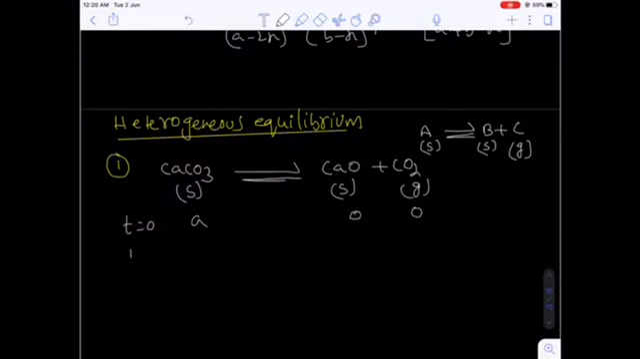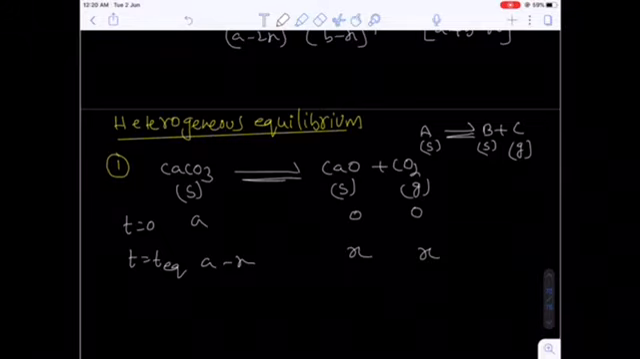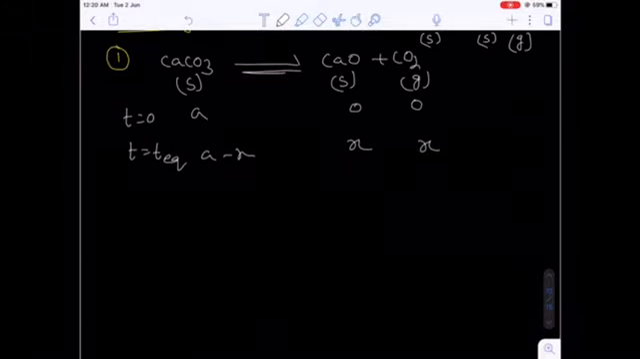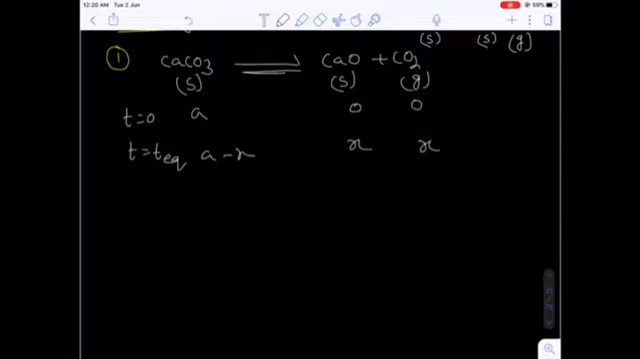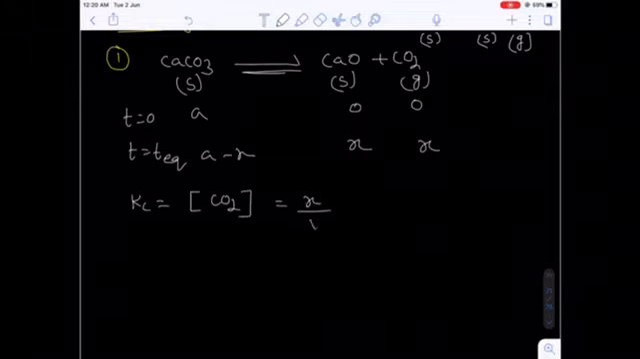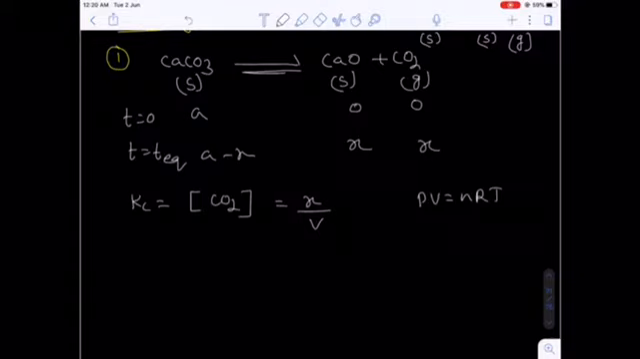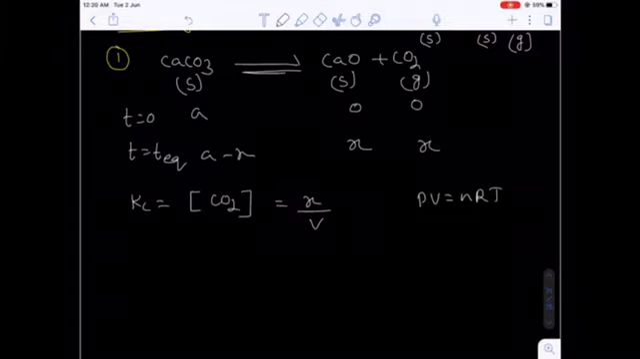Okay. Now I am starting with initially A moles. Now when the system attains the equilibrium, let's suppose X moles decompose. Remember, we only have to consider the number of moles of gases or aqueous solution. For pure solids and pure liquids, we consider the active mass unity. Okay. Now Kc expression, directly I am writing the active mass of the carbon dioxide. Now number of moles of carbon dioxide by total volume of the container. Okay. Do you know CO2 is an ideal gas?